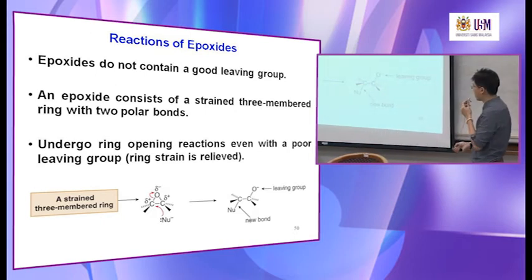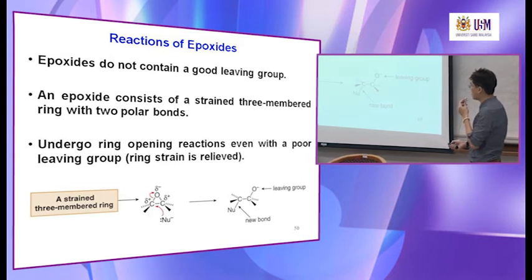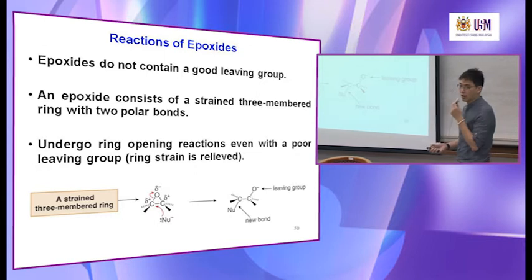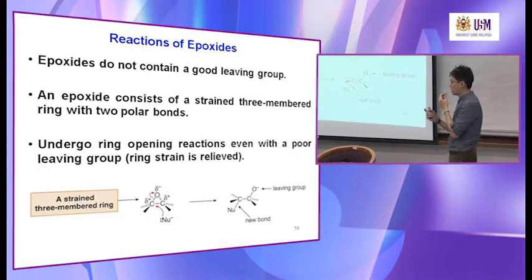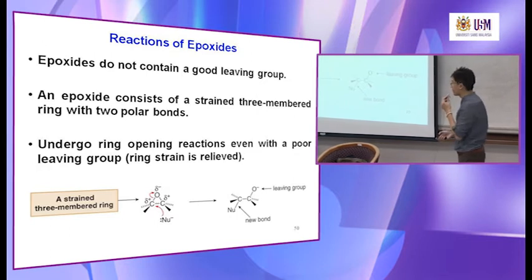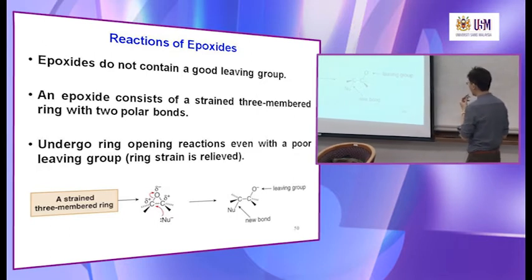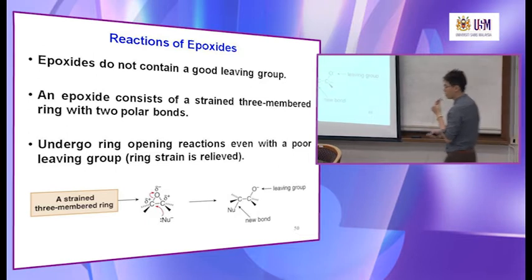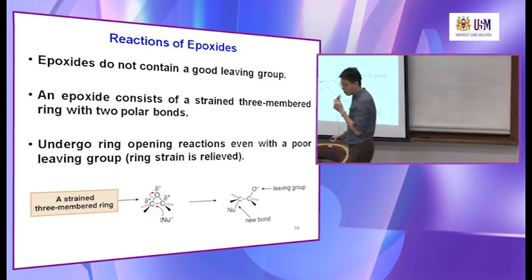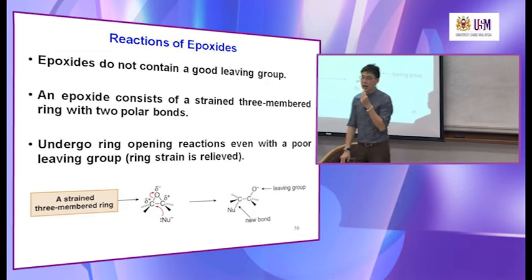If you have a nucleophile, you attack the partially positive C, then the bond will break because of the very strained structure of the epoxide. Then we will get a compound with two functional groups adjacent to each other, in the anti position. One is here, one is there. So this is the common reaction for epoxide.